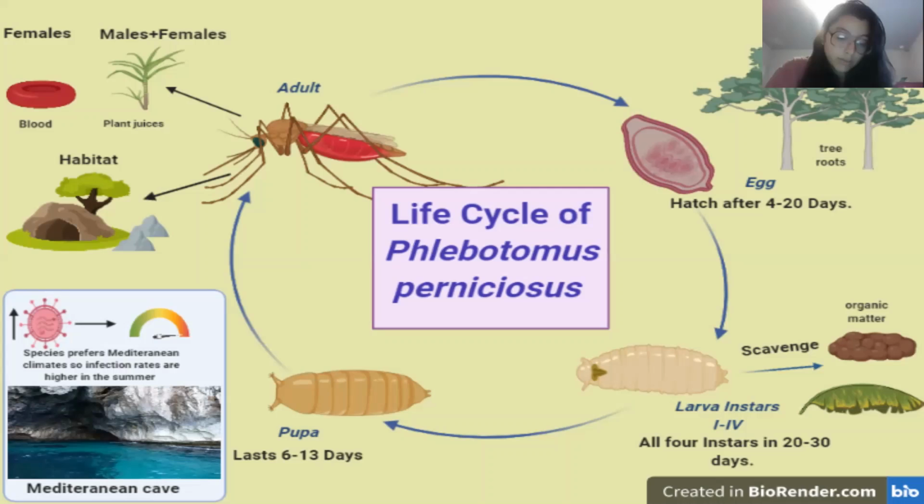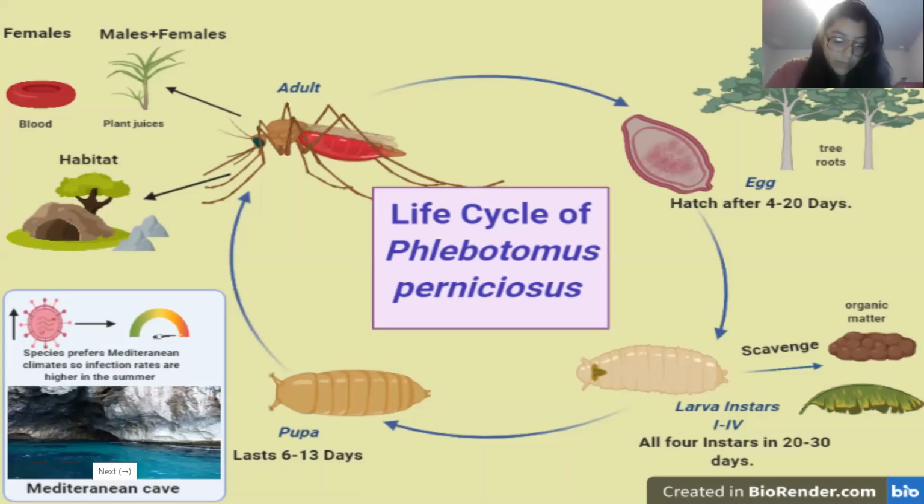Now, this adult fly species prefers to inhabit warm, humid, and tropical climates, which are very much similar to that of the Mediterranean climates. Below in the left corner is a picture of the Mediterranean cave. This is where the species of adult fly loves to rest. They also like to rest in rock crevices and dark places where animals and people are.